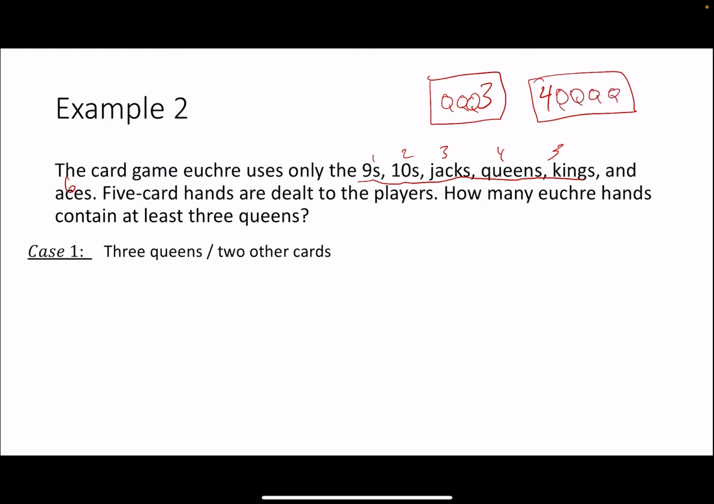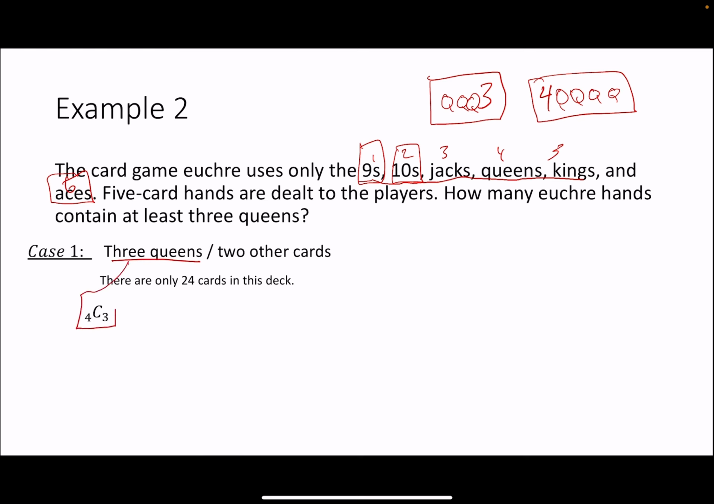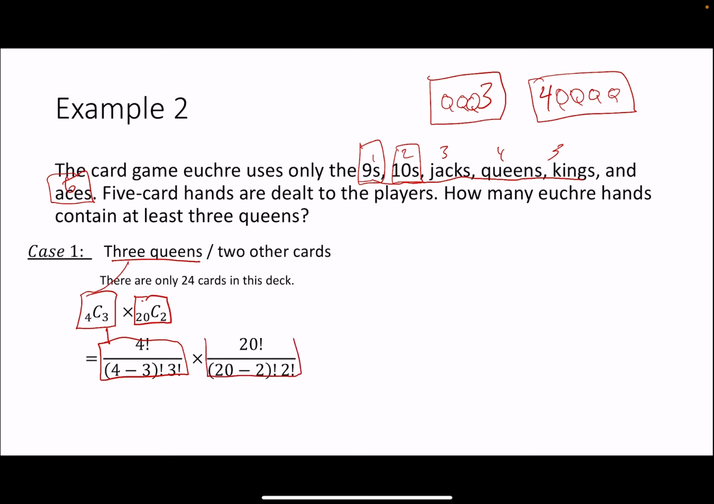So I'm going to add up the cases. There's only 24 cards in this deck because there's 6 different cards with 4 suits each. And how many ways are there to choose my 3 queens? Well, there's 4 queens, and you can choose 3 of them. And there's 20 other cards. So of the 24 cards, I'm going to choose 2 from the 20. How many ways can I do that? Now that is 4 choose 3, and that is 20 choose 2.